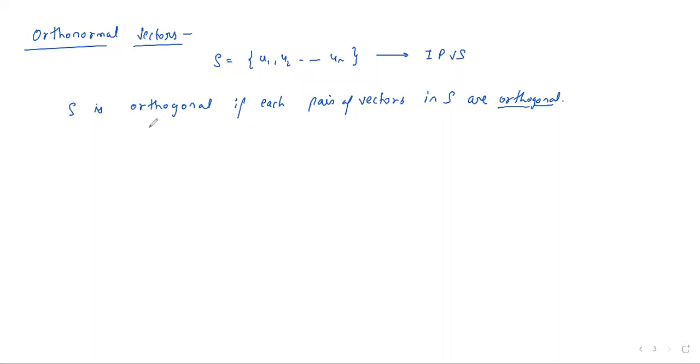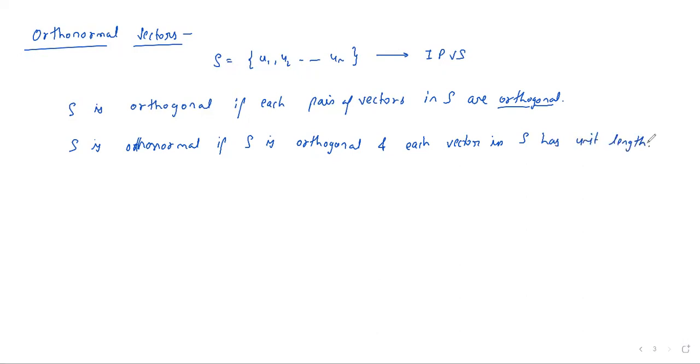Now, S is orthonormal if S is orthogonal, and each vector in S has unit length. So my set S is orthogonal if each pair of vectors in S are orthogonal. That is what we mean to say, that for orthogonality, the inner product of ui and uj, for each and every pair of vectors, has to be equal to 0 for i not equal to j. Then we will say that my set S is orthogonal.